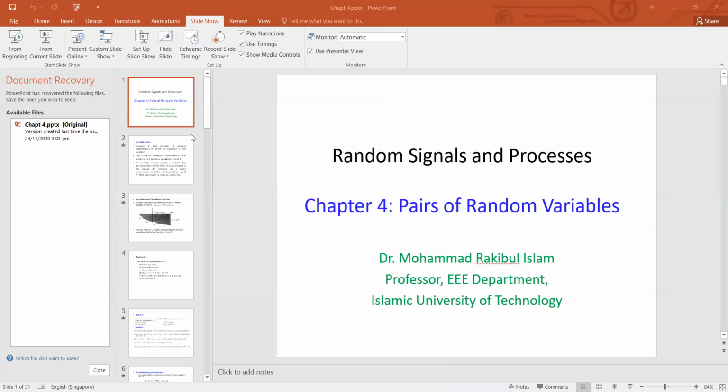Okay, so today we'll start with Random Signals and Processes, chapter 4, pairs of random variables. Remember one thing: in our last classes, we talked about a single random variable, isn't it? That means either X or Y, whatever it is. But today we'll talk about multivariable.